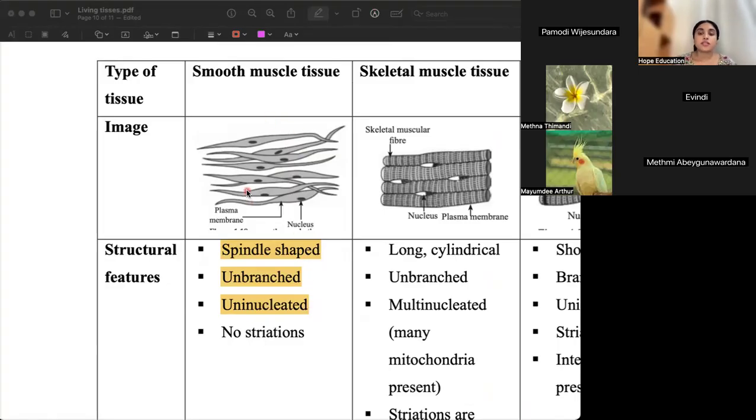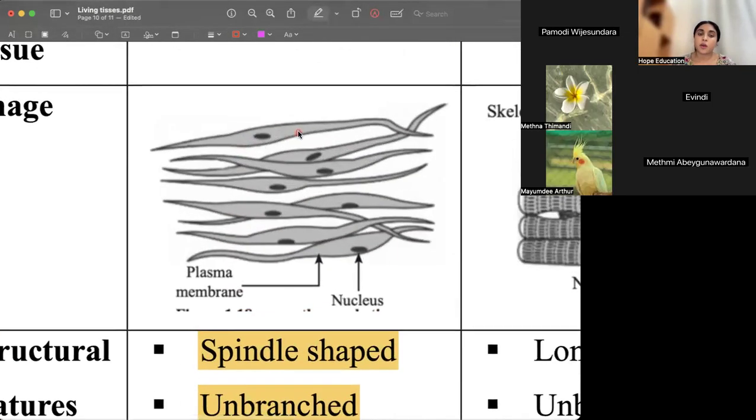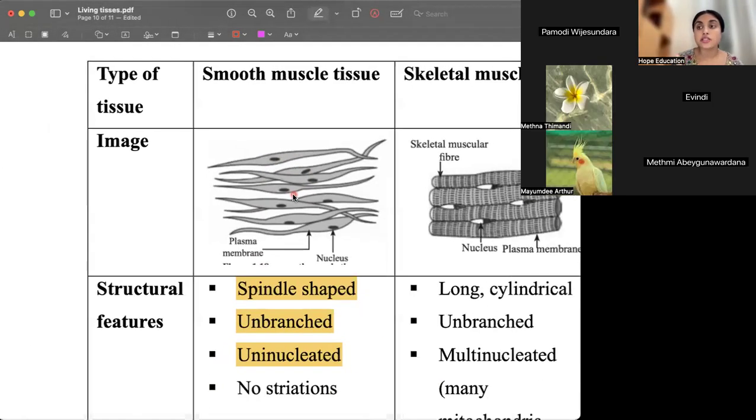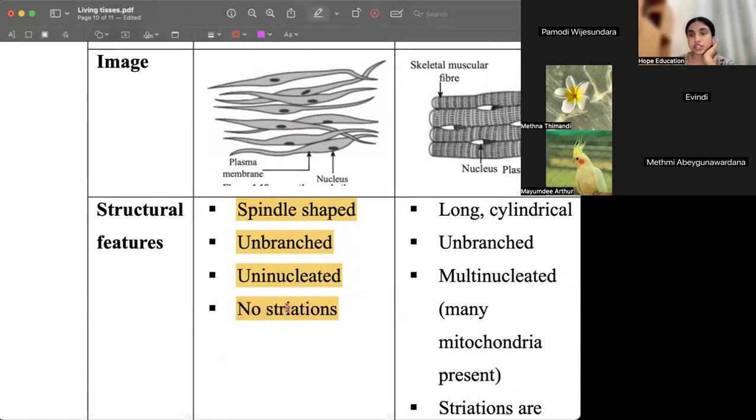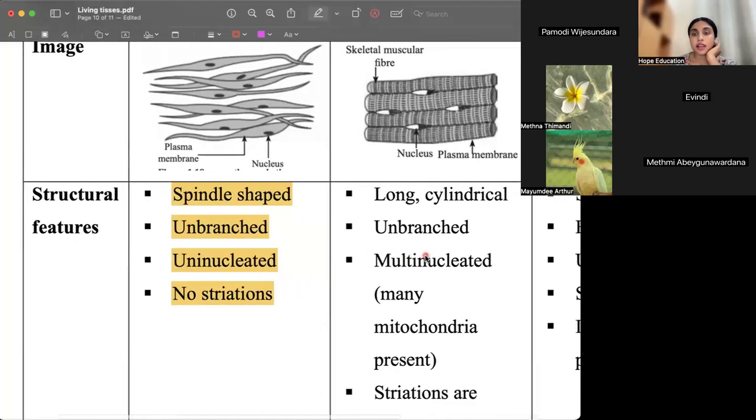Looking at this picture of smooth muscle tissue, you can see this cell has one nucleus, this cell has one nucleus, and likewise all cells have just one nucleus, therefore we call them uninucleated. Then no striations.